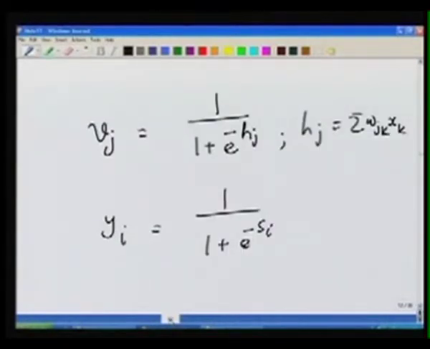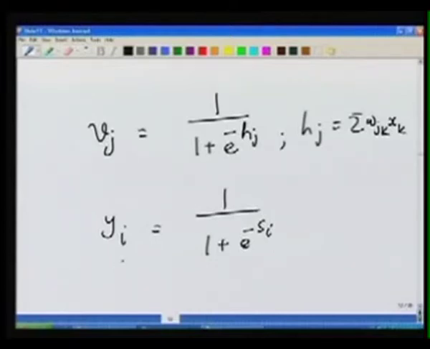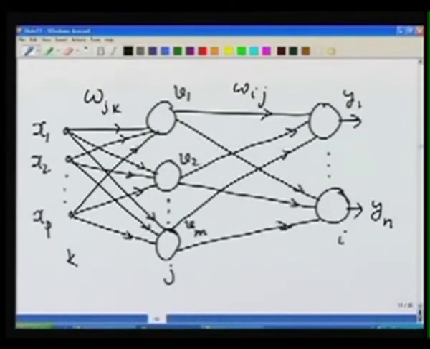And now, after we computed V1, V2, Vm, we will compute y1 up to yn. This computation is yi is 1 upon 1 plus e to the power minus si, where si is sigma wij into Vj. So, this you can also verify in the previous one. For example, I want to compute y1. First I will compute S1, and S1 is W11 V1, plus W12 V2 and so on, plus W1m into Vm.